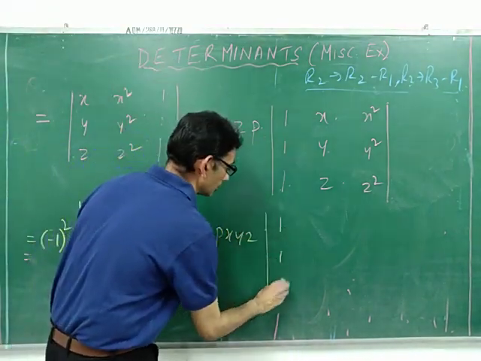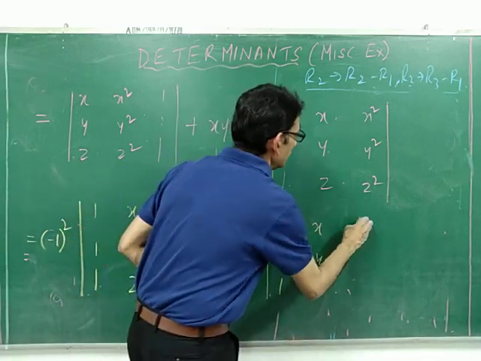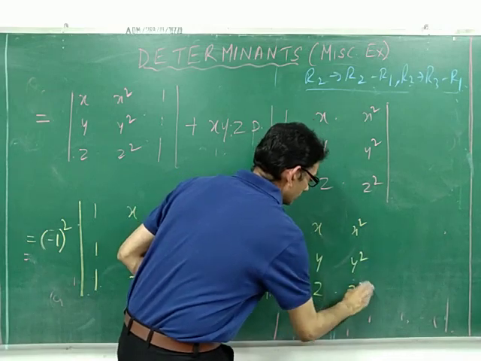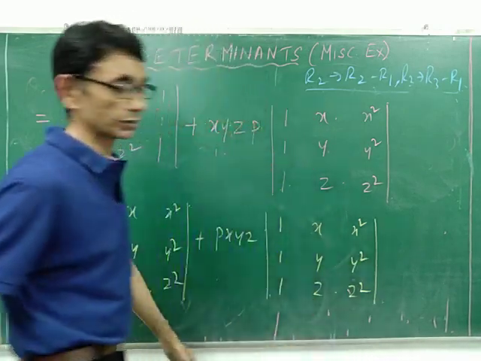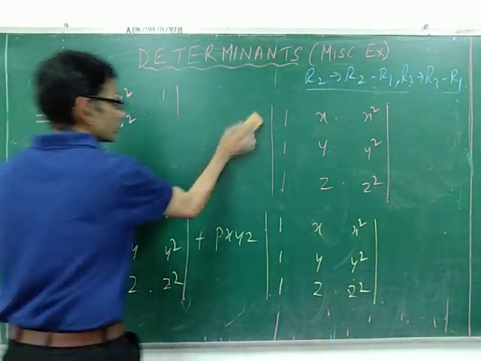This is 1, 1, 1. This is x, y, z. This is x squared, y squared, z squared. Right? x squared, y squared, z squared. Now, what are the next steps? Next step is this.